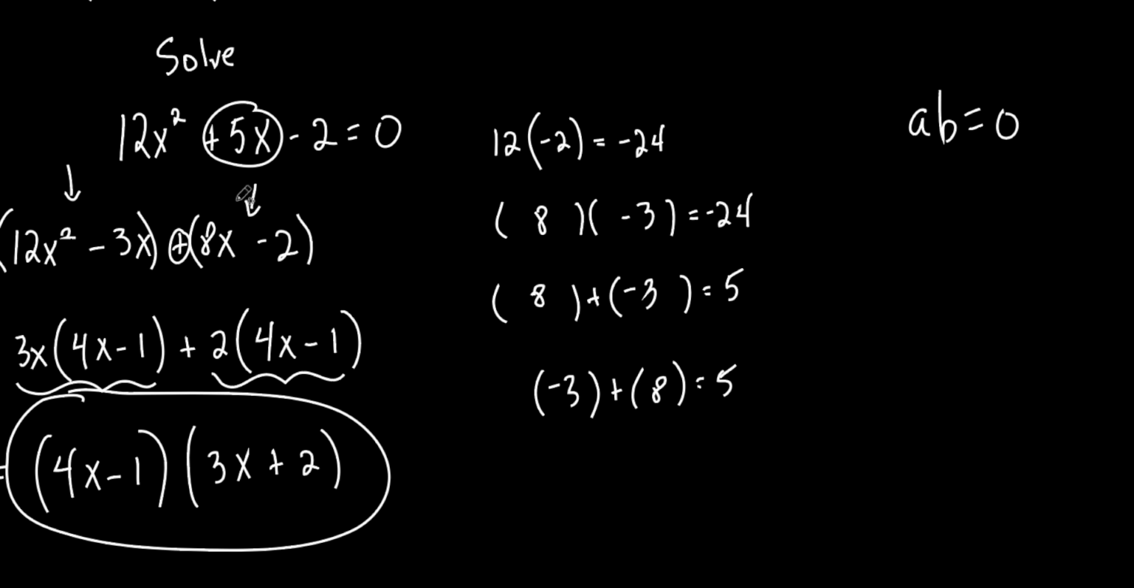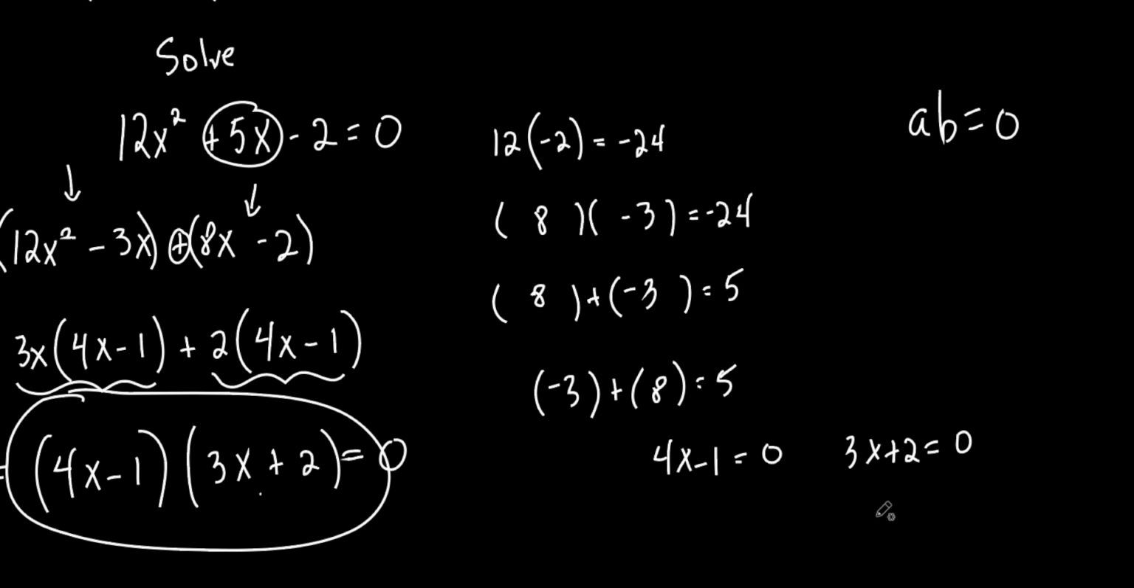Agreed? So what we're going to do, like for this, what if I had 4x minus 1, and what if I had that set equal to 0? This times this equals 0. So that means what? The 4x minus 1 could equal 0. And what else? The 3x plus 2 could equal 0.